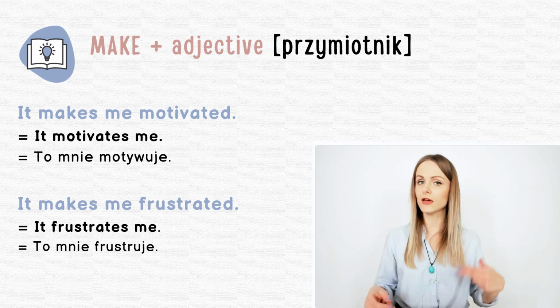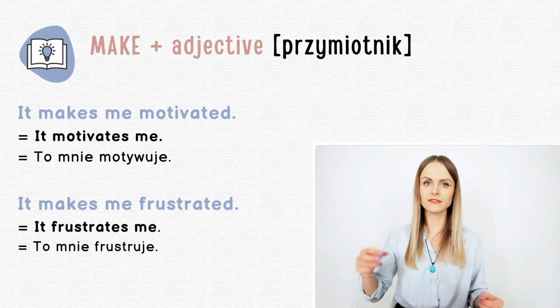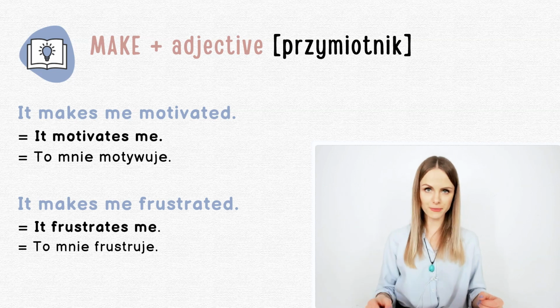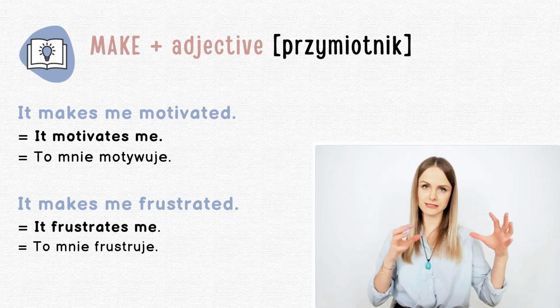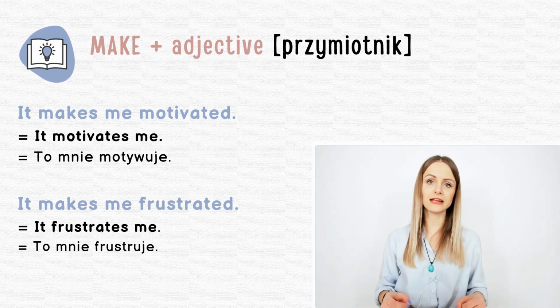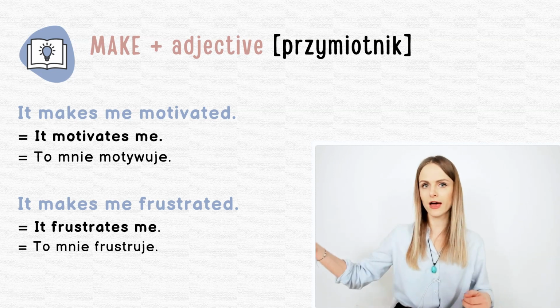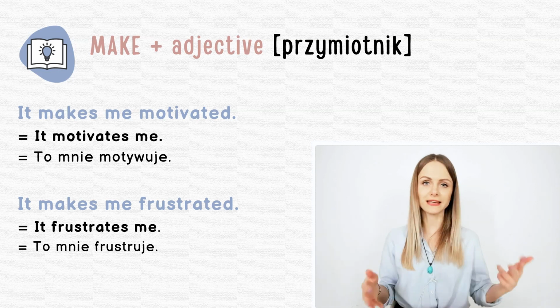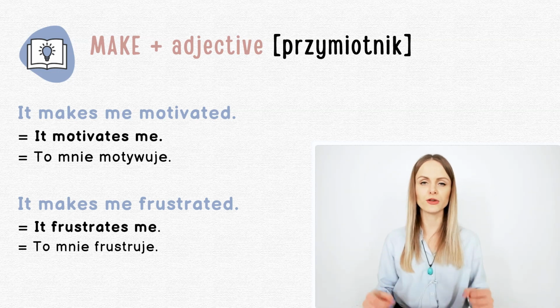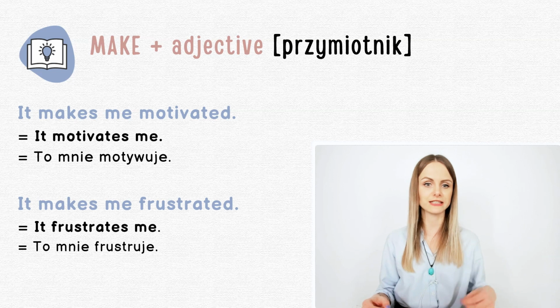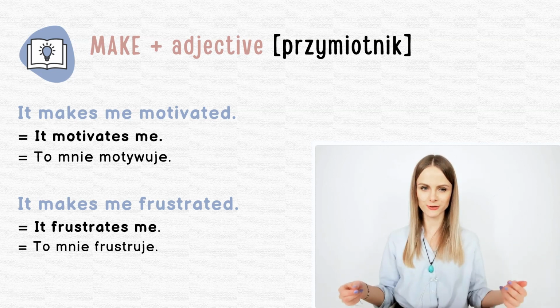It makes me frustrated. It makes her happy, right? So you have this make, verb, then you have the object, okay, dopełnienie, like me or her or him or my kids, right? And then you have the adjective like motivated, frustrated, angry, happy, and so on and so on.